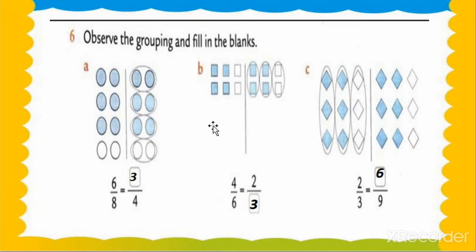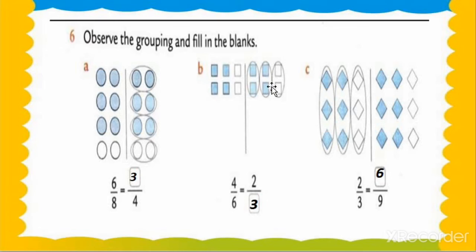Now we move on to the further question. Question number B. Let's check here the question number B. How many squares are there? 1, 2, 3, 4, 5 and 6. Total 6 squares are there. Understood, my dear students? And how many squares are shaded by a blue color? 1, 2, 3 and 4. 4 squares are shaded by blue color, means 4 by 6.